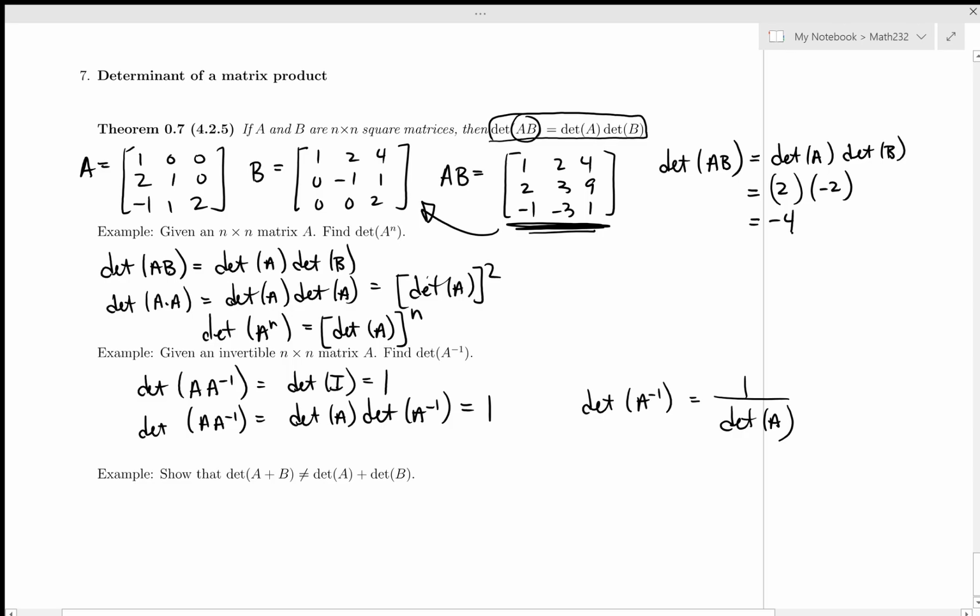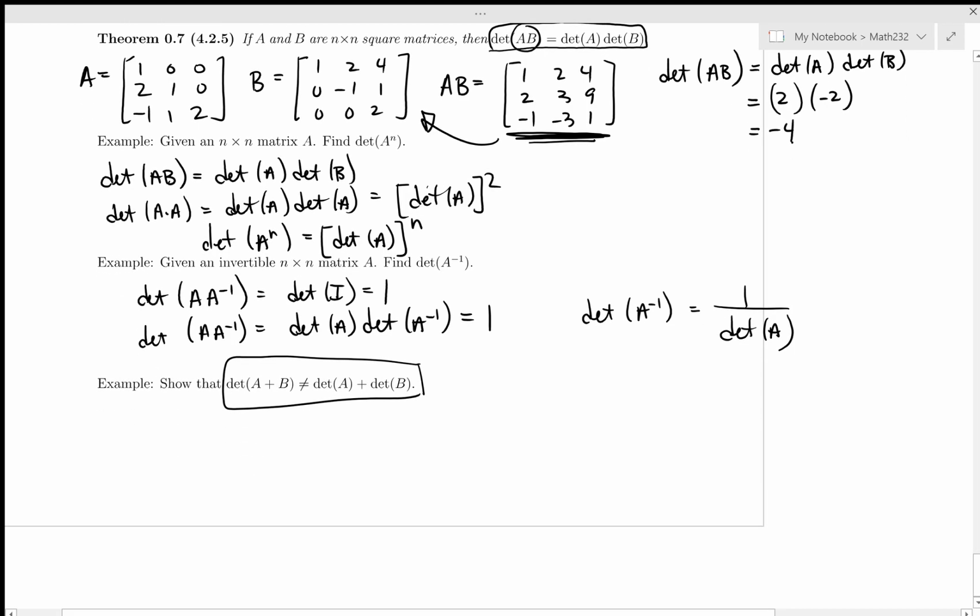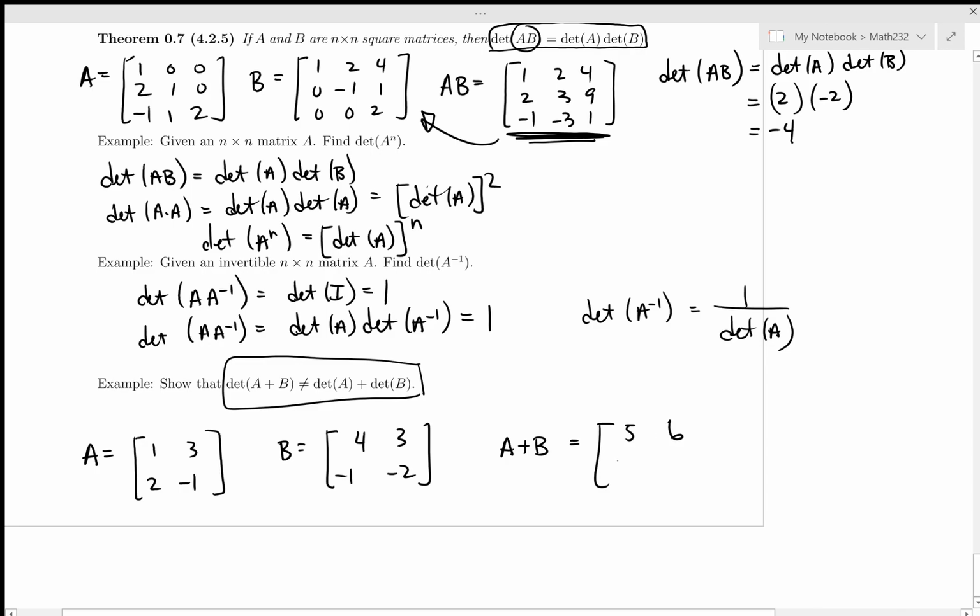Okay, things are all working nicely with products. Please be aware of this: this is not true. If you take the determinant of a sum, it's not equal to the sum of the determinants. I'm just going to show this with one counterexample. Do not do this. So here's A. Mercifully, I'm doing this with 2 by 2 examples, so it's not hard to calculate the determinants. Here's B. Here's A plus B: 5, 6, 2, 1, minus 3.